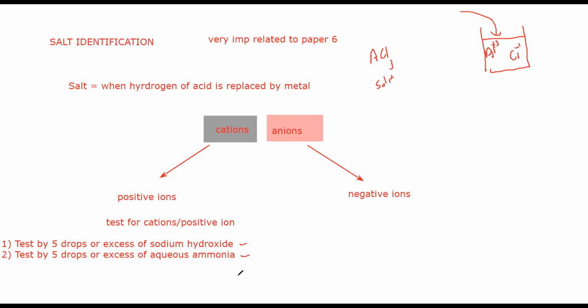for different ions. For negative ions, why did I not write the specific test? Because different negative ions have different tests and you have to memorize all of them. Because it's a variety, that's why I did not write it. I will mention it now. First, copy this part.